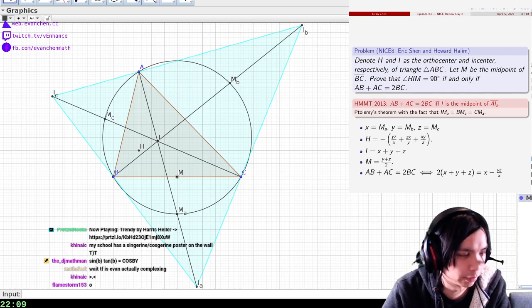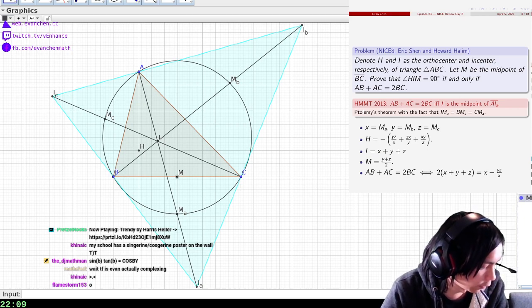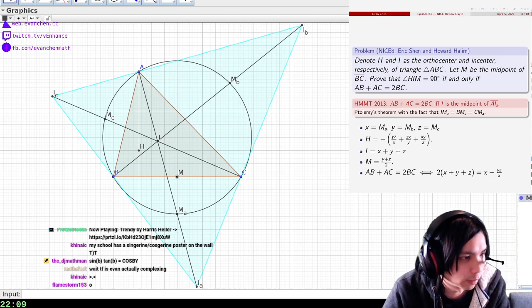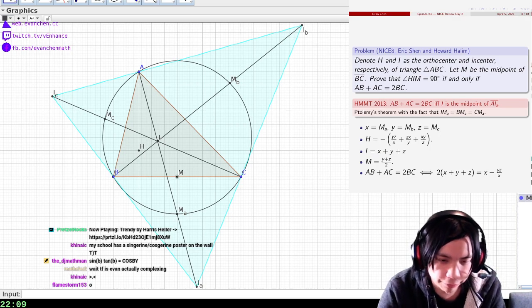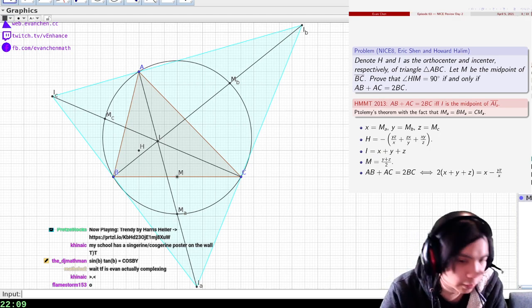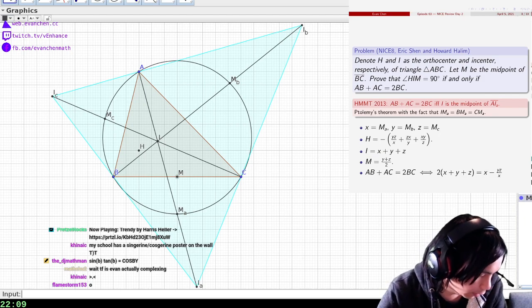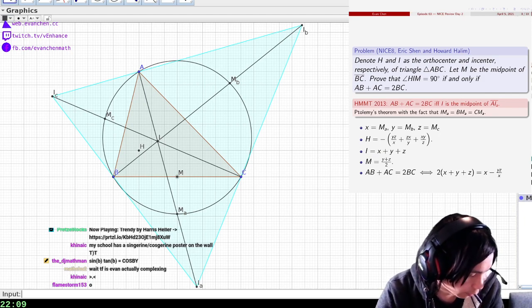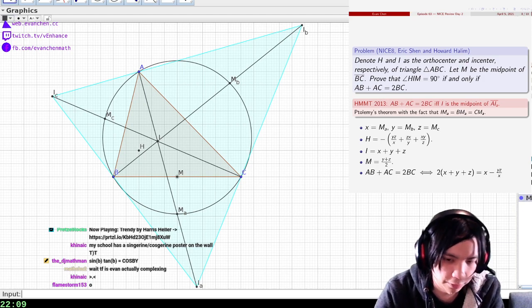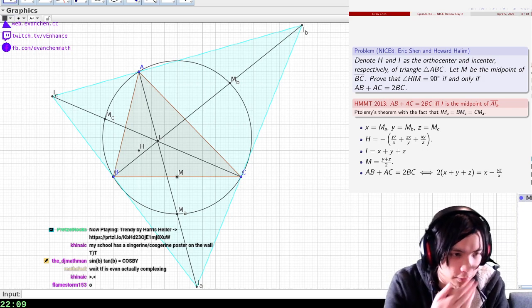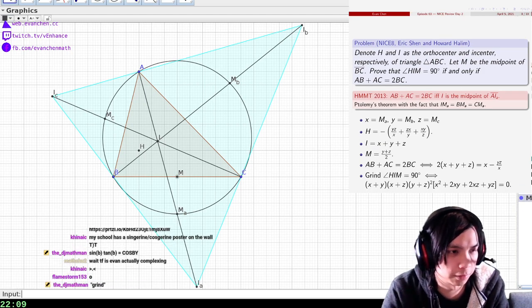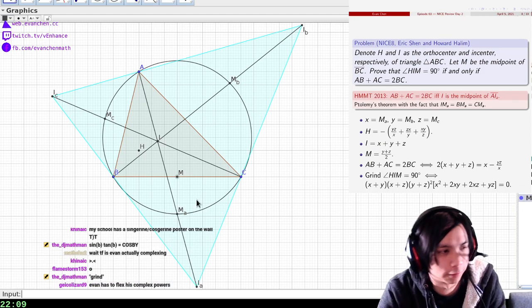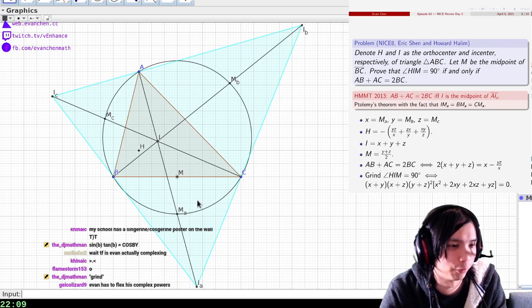So that's one condition, and then what you do is you just grind out the condition for angle HIM equals 90. If you do this, you will find that it's equivalent to (x plus z)(y plus z) squared, x squared plus 2xy plus 2xz plus yz equals 0. I'm not going to do this calculation because I'm not going to use this solution, but I'm just outlining this so that people know it exists. Yeah, you have to expand and factor, so it's not pretty.